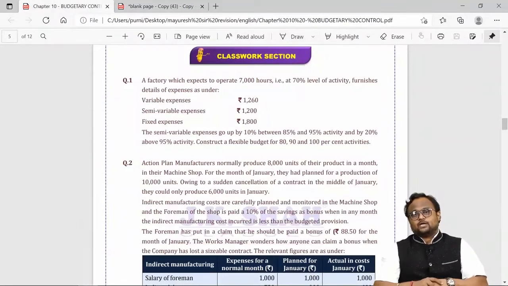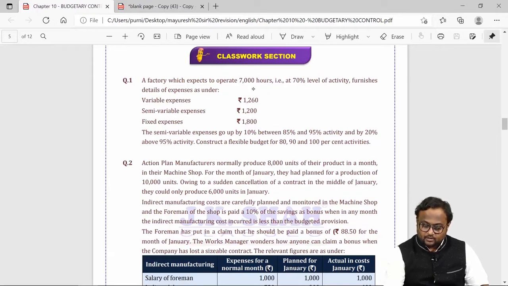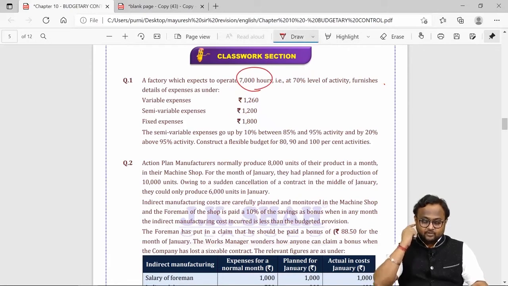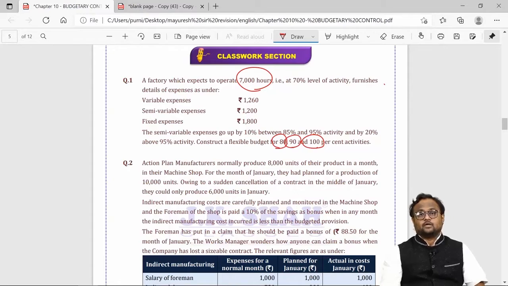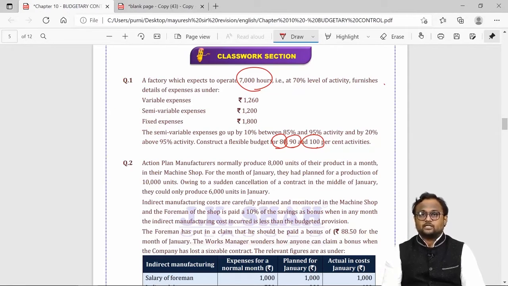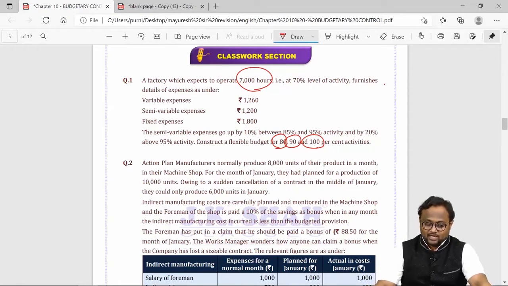If I talk about question number 1, guys, they gave us information about 7,000 hours and asked us to prepare a budget for 80%, 90% and 100% of activity. That means, by giving data for 7,000 hours, they actually asked us to prepare a budget for 8,000 hours, 9,000 hours and 10,000 hours. Because 7,000 hours was 70% capacity, so 100% capacity was definitely 10,000. This is what they have asked.